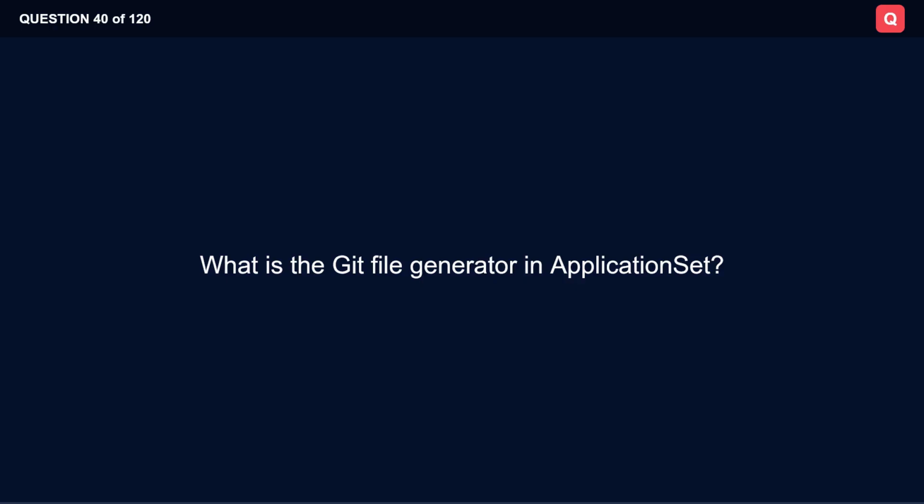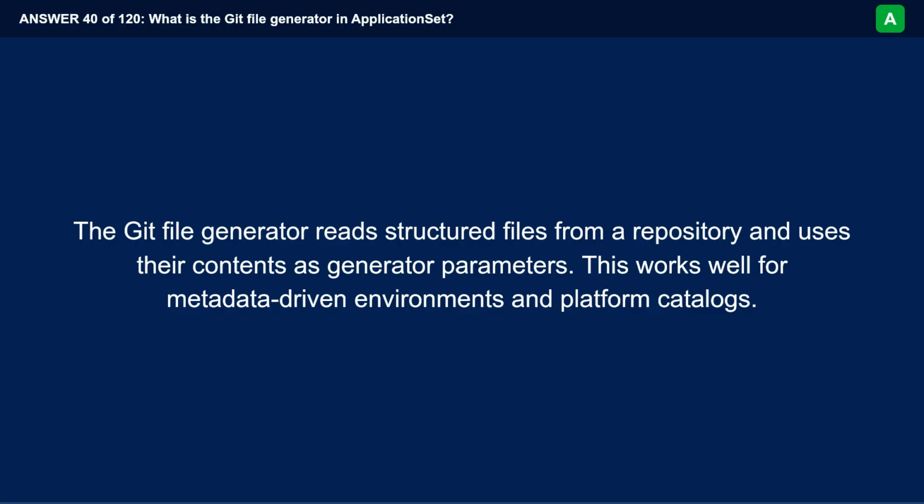What is the Git file generator in ApplicationSet? The Git file generator reads structured files from a repository and uses their contents as generator parameters. This works well for metadata-driven environments and platform catalogs.